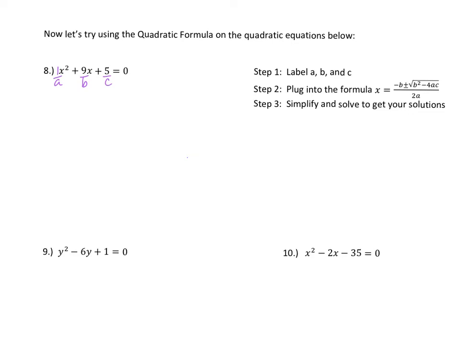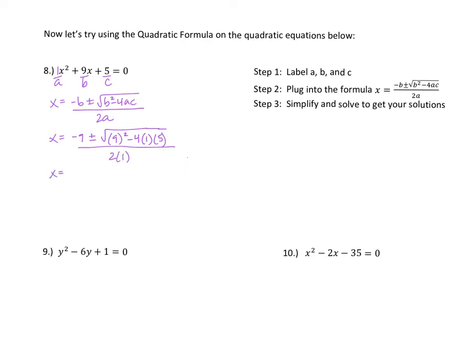Okay, and then we're going to plug it into that formula. So just for practice, I'm going to write down the actual quadratic formula, so that way I can start getting it into my head. So x equals negative b plus or minus the square root of b squared minus 4 times a times c all over 2a. Now let's plug in what we know. Opposite of b, or negative b, is negative 9, plus or minus the square root of 9 squared minus 4 times 1 times 5 all over 2 times 1.